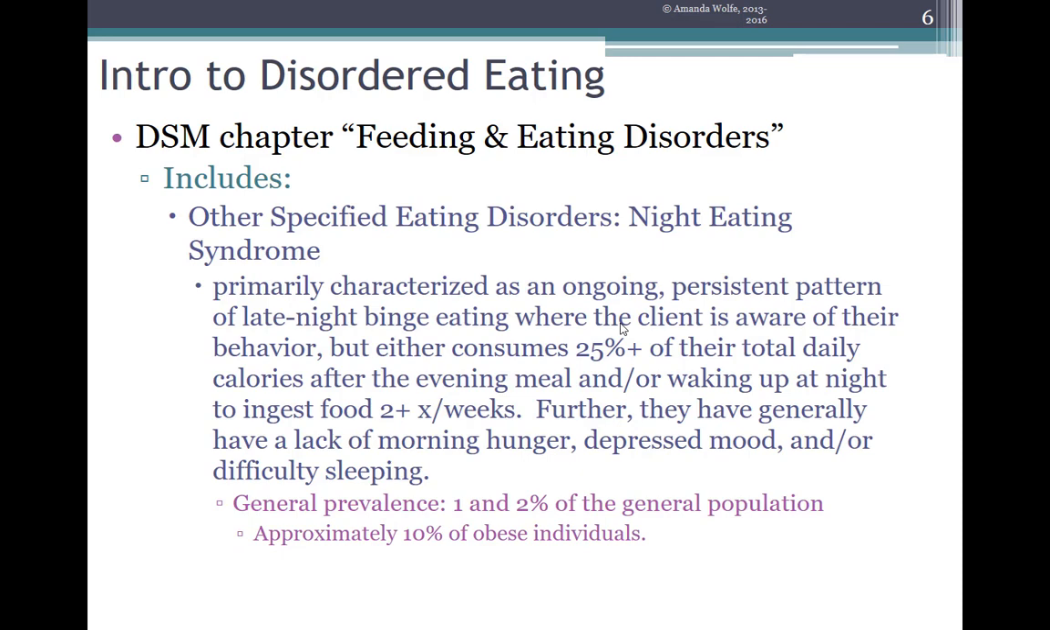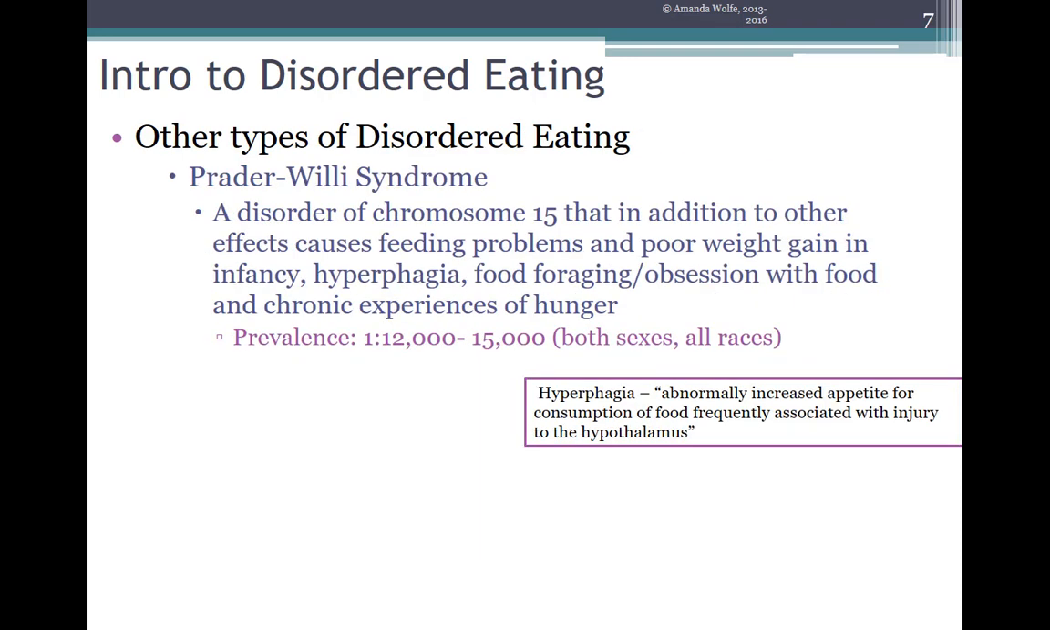I'll let you read more about both of those. I want to spend an extra minute on something that's not in the DSM. Prader-Willi syndrome. Prader-Willi syndrome is not in the DSM because it's not a psychological disorder. It's in the ICD because it is a medical disorder. Specifically, it's a birth defect around a certain chromosome.